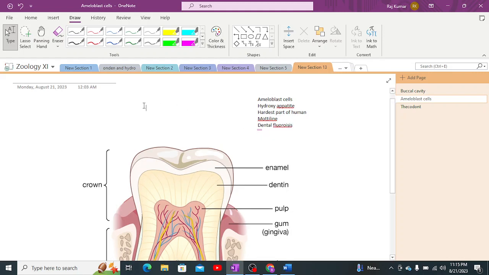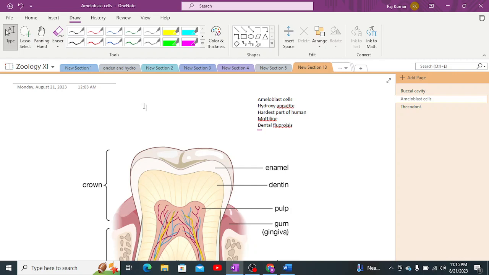So after that we are having dentin. Dentin is the second layer. Dentin is the layer which protects the pulp cavity inside the teeth. And what is it made up of? It is mesodermal in origin, made up of odontoblast cells, and that is basically made up of connective tissues.